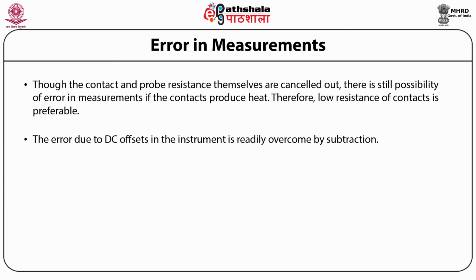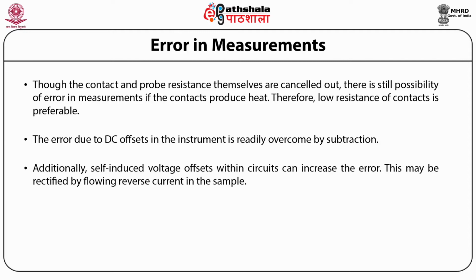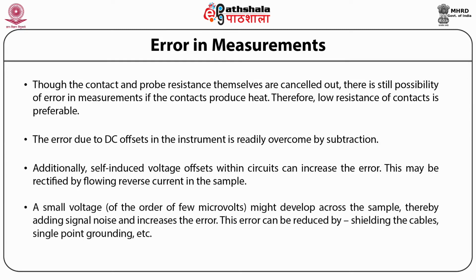The error due to DC offsets in the instrument is readily overcome by subtraction. Additionally, self-induced voltage offsets within circuits can increase the error. This may be rectified by flowing reverse current in the sample. A small voltage of the order of a few microvolts might develop across the sample, thereby adding signal noise and increasing the error. This error can be reduced by shielding the cables, single point grounding, etc.